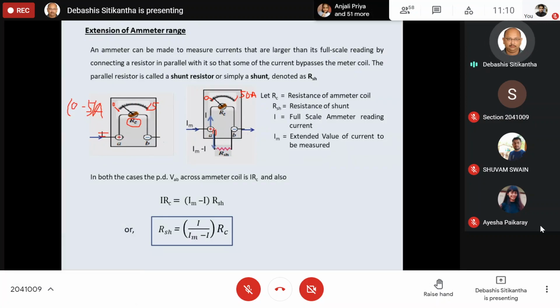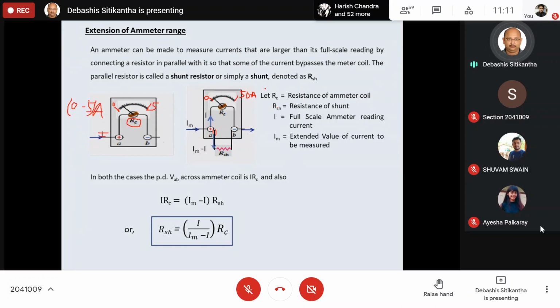But at least remember that whenever I want to extend the range of the ammeter, I need to connect a resistance known as a shunt in parallel across the coil of the ammeter. Now, what is actually going to happen if I connect this shunt across this ammeter coil? How the range is going to be extended, we will see right now. This is a very simple mathematical derivation, and it is going to help us in finding how we can extend the range of the ammeter.